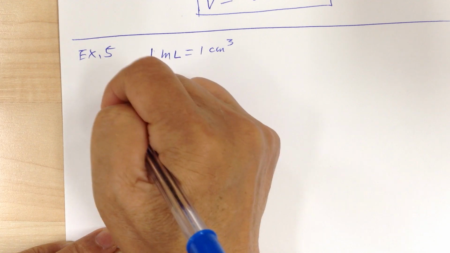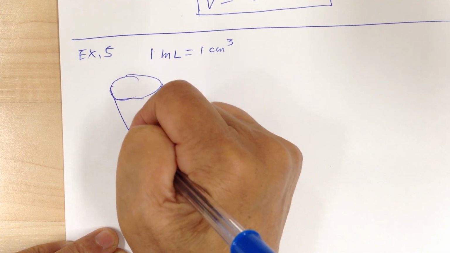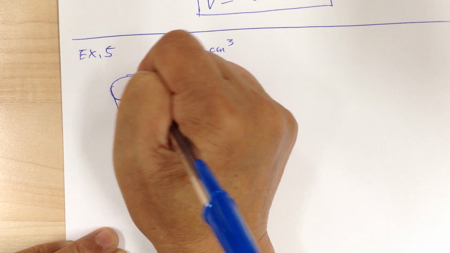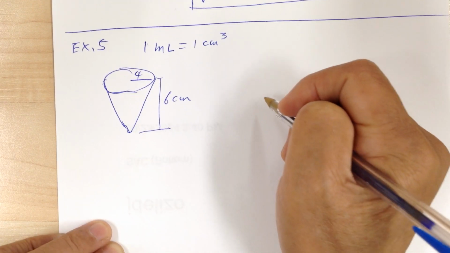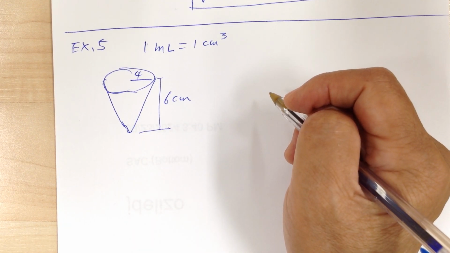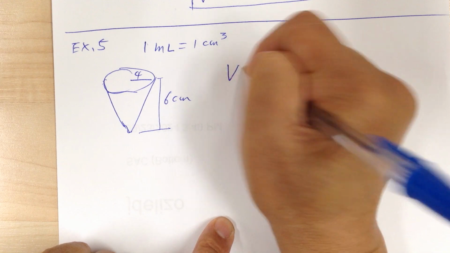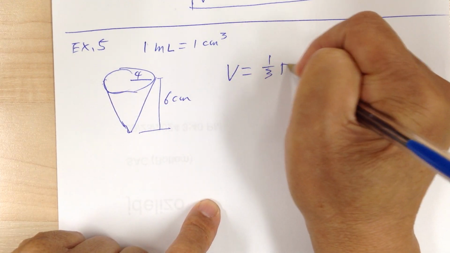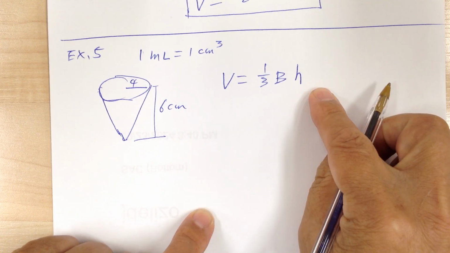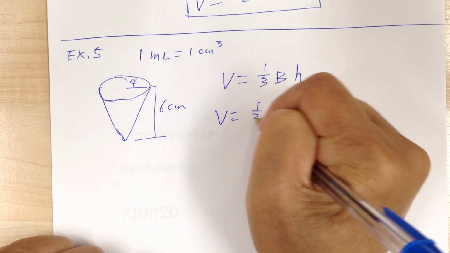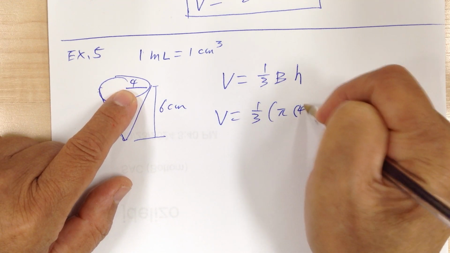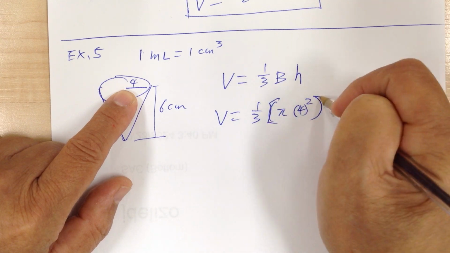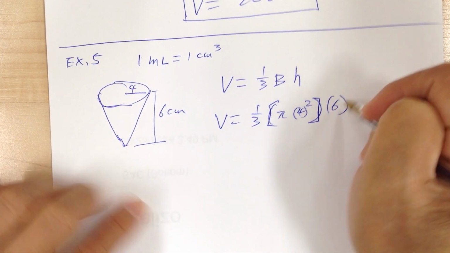So basically you have a cone. This is 4, and this is 6. To find the rate, first we need to find the volume. The volume of a cone is 1/3 base area times height. Again, always write down your formula, then substitute. The base area is pi r squared, times height. So let's go and figure it out.